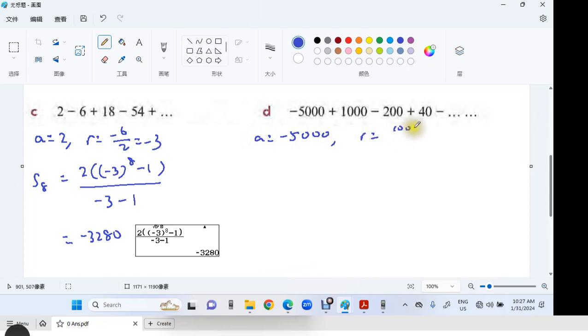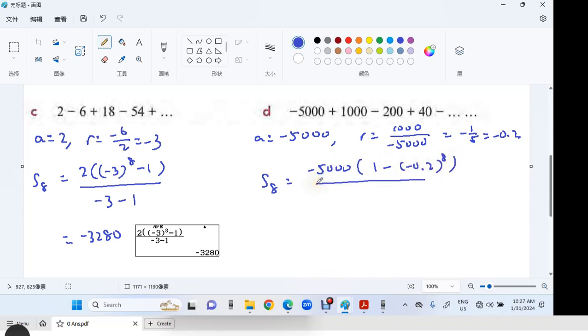Okay. So for this case, the A is negative 5000. The R is 1000 divided by negative 5000. That is negative 1 over 5, negative 0.2. So the S8 will be negative 5000, 1 minus negative 0.2 to the power 8 divided by 1 minus negative 0.2.